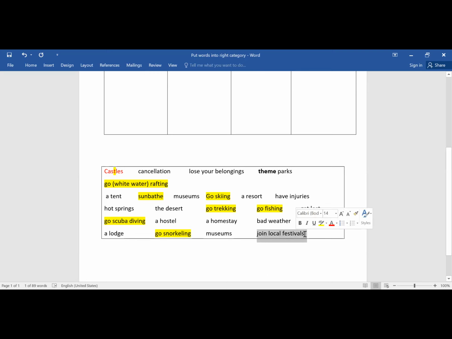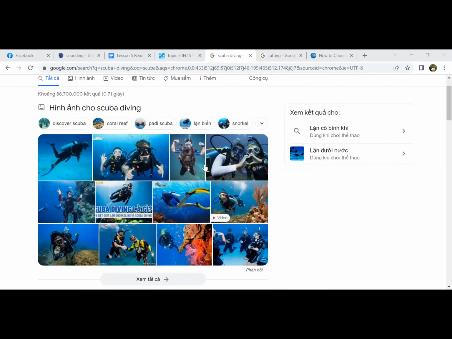Yes, join a local festival. Okay, now thank you very much, and let me show you guys what scuba diving is here. Now you will see different photos of people going scuba diving. They need a special device so that they can swim deep into the water and they can breathe underwater, right? So these are photos of people doing scuba diving. If I had the chance, I would really love to try this.